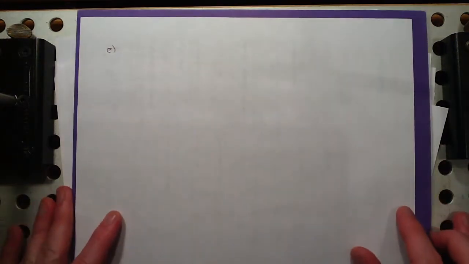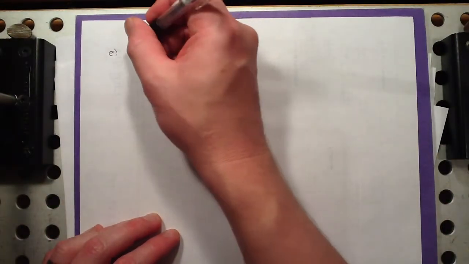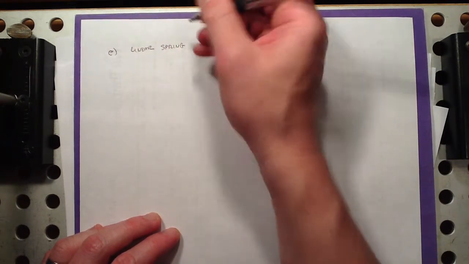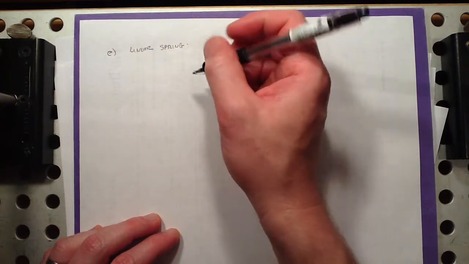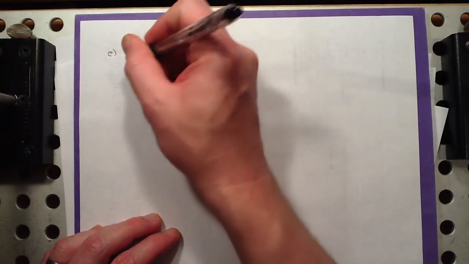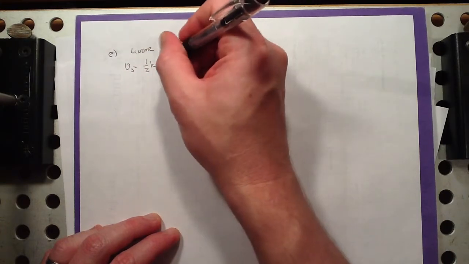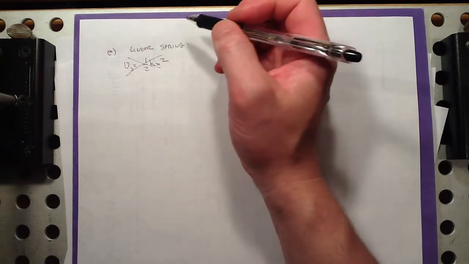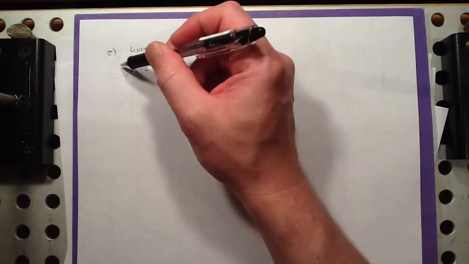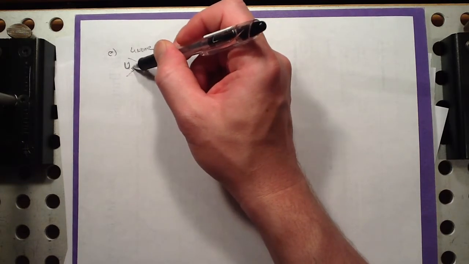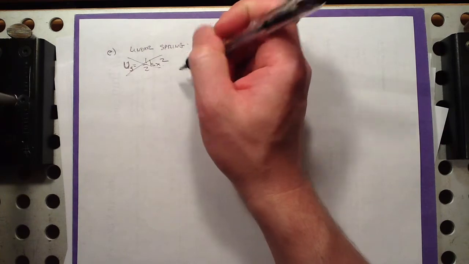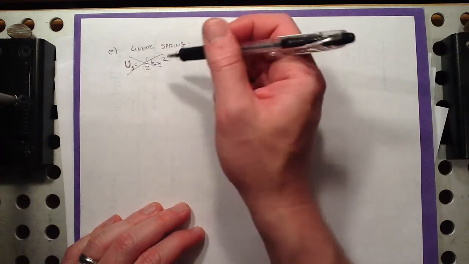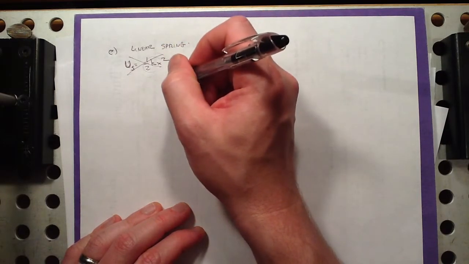What we need to remember here is if this were a linear spring that obeyed Hooke's law, then the potential energy stored in it would be 1/2 kx squared, and this would be very easy. But it's a nonlinear spring, so I can't use this. So we have to remember where this comes from. Potential energies are the antiderivatives of the forces associated with them, and this is the antiderivative of kx.